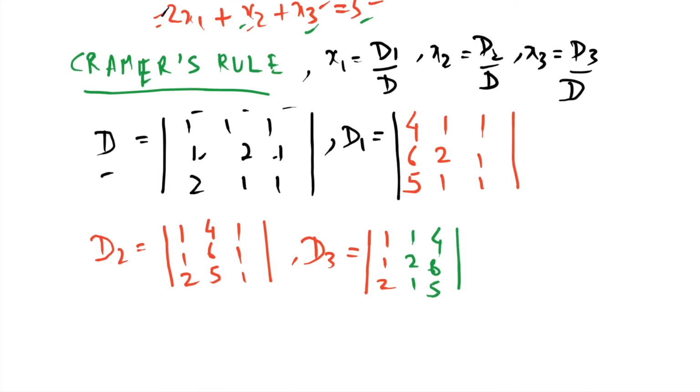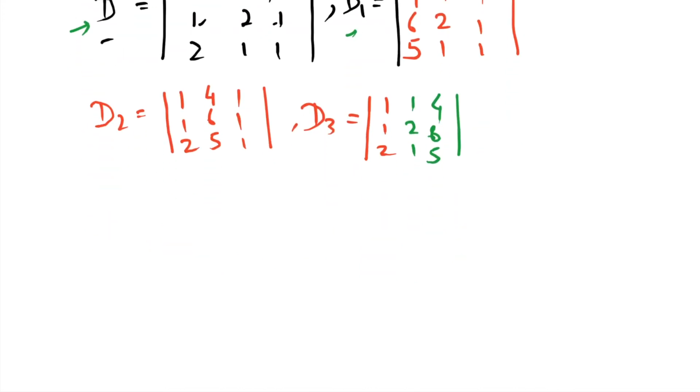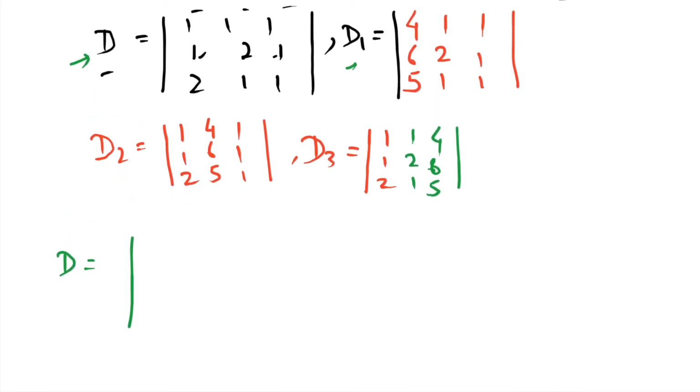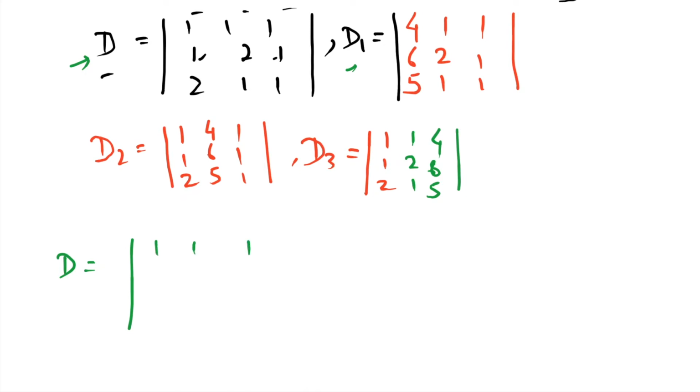All right, so now in order to evaluate x1, x2 and x3, the next goal would be to evaluate these determinants D, D1, D2 and D3. So let me start by evaluating D first. D is a determinant of third order. So it's 1 1 1, 1 2 1 and 2 1 1.